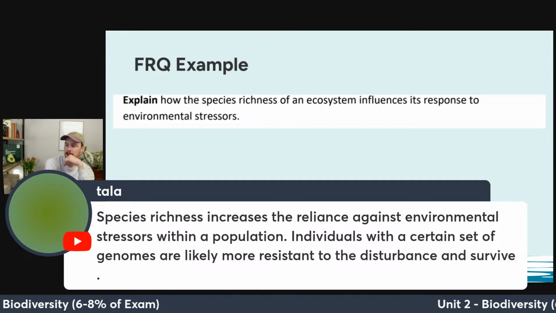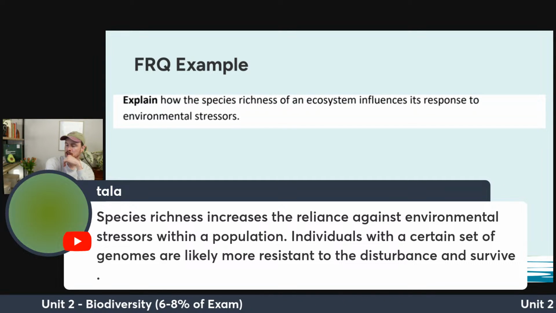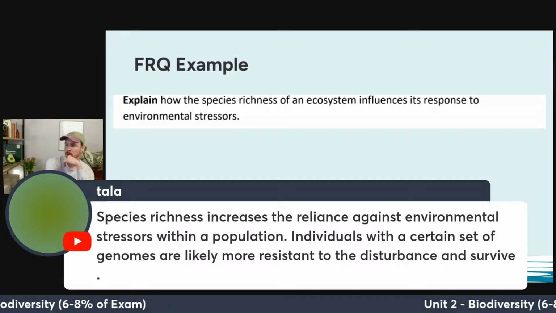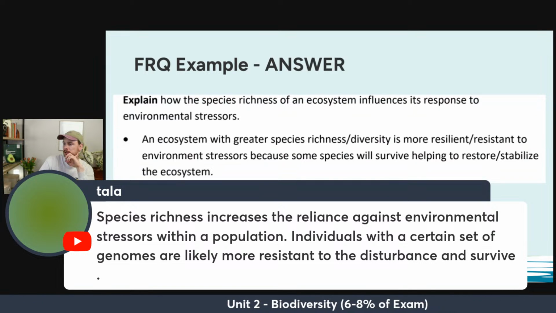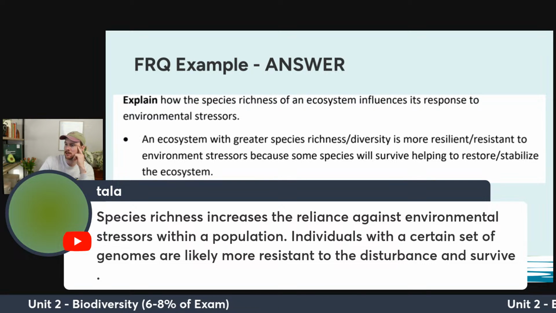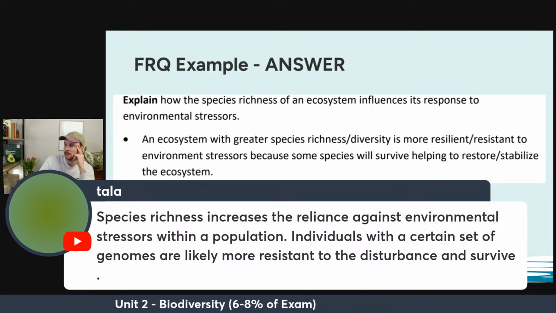Anyway, "Species richness increases the resilience against environmental stressors within a population. Individuals with a certain set of genomes, or genes, I guess, are more likely resistant to disturbance to survive." Yeah, we're on the right track here. I don't know that this is going to earn a point. This is a really hard point to earn. "An ecosystem with greater species diversity is more resilient because some species will survive and help to stabilize the ecosystem." So this is the part we're missing from this answer.